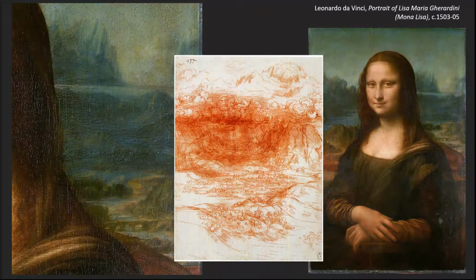And as we look at this red chalk drawing of a storm breaking over a valley, we can see that it's not a one-to-one connection to our picture, but there's this interest in the interaction of water and nature that's showing up in the background of the Mona Lisa as well.